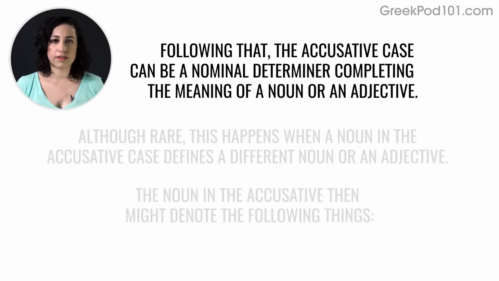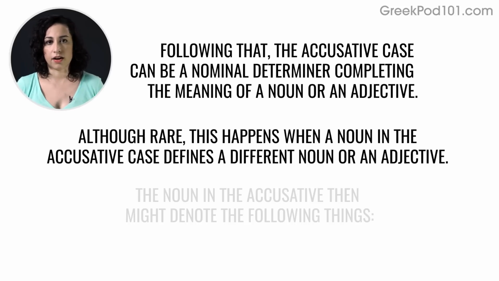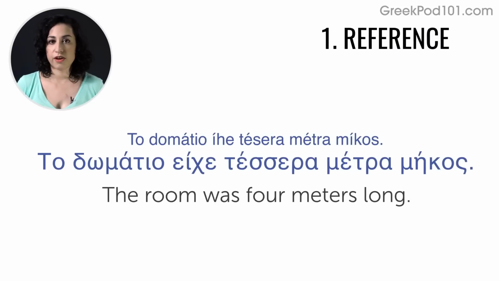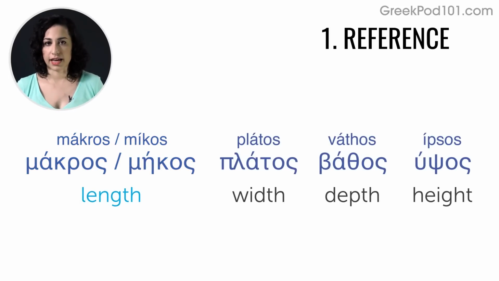Following that, the accusative case can be a nominal determiner completing the meaning of a noun or an adjective. Although rare, this happens when a noun in the accusative case defines a different noun or an adjective. The noun in the accusative then might denote the following things. Number 1. Reference. Το δωμάτιο είχε 4 μέτρα μήκος. The room was 4 meters long, in reference to the length. This happens usually with words such as μάκρος or μήκος, length, πλάτος, width, βάθος, depth, and ύψος, height.